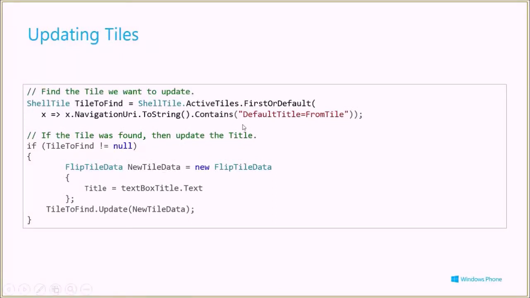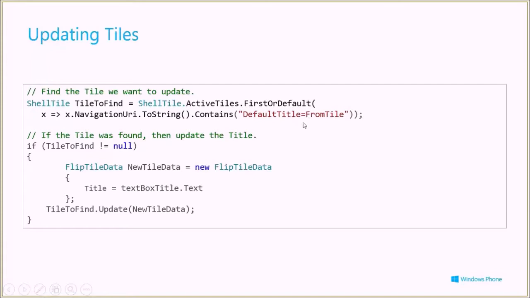This one we are targeting the secondary tile that we've created, right? Which is known by the default title equals from tile. This is the unique ID per secondary tile you might have. So for example, if you have a list of people in your People Hub, and for everyone you have a certain name, you can give that name in your tile, so that when you look for that tile and you want to update it, you can just find it in the navigation URI.